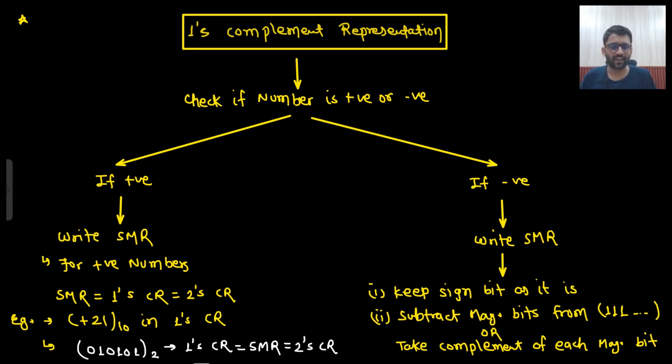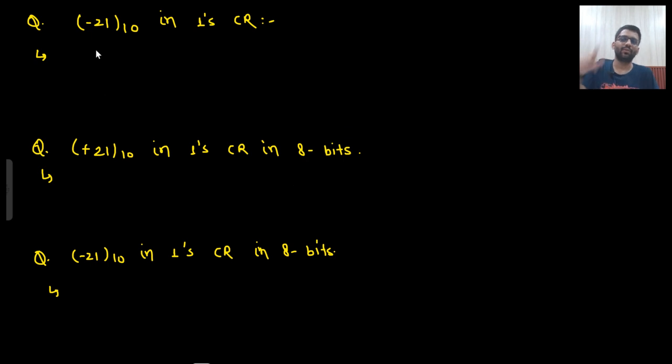But if the number is negative, then let's check what will happen. You need to represent minus 21 in ones complement form, or ones complement representation. First task is to write down the sign magnitude representation. So negative sign, 1, will come. What about 21? 1, 0, 1, 0, 1.